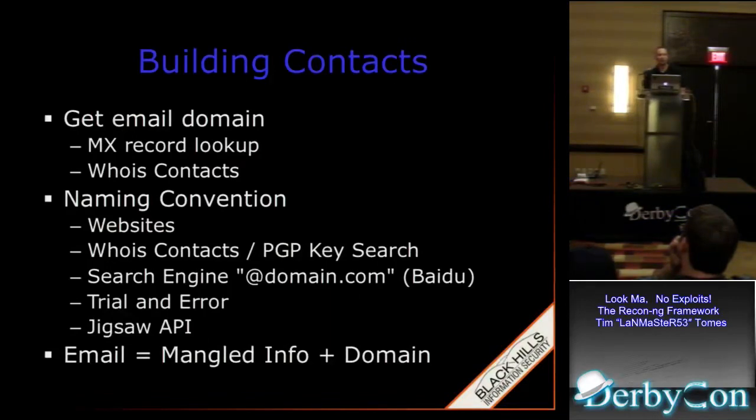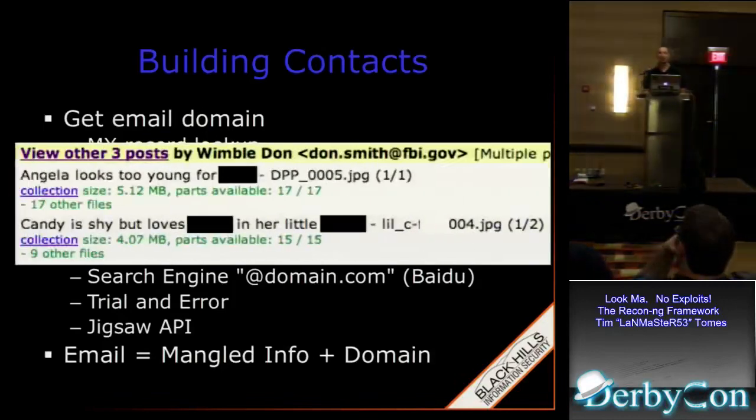We can use websites. We can use whois contacts. Things like the PGP key search server, right? If we see valid email addresses there, we may know what the naming convention looks like. We could use Baidu. So search engines don't let you search for the @ character anymore. Baidu still does. Baidu is kind of the Chinese Google, right? In fact, I got to show you this because I ran into it the other day. I did one for FBI.gov and found this. Now, let me tell you about this little thing right here.